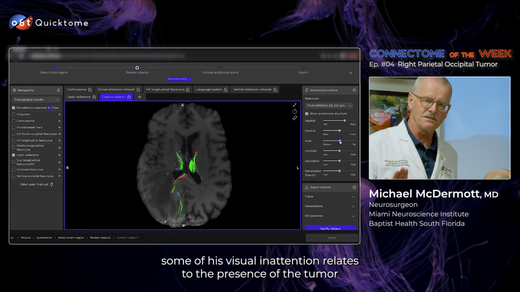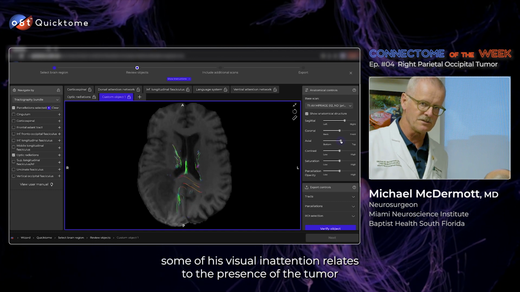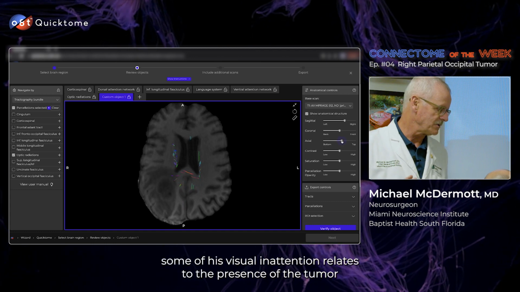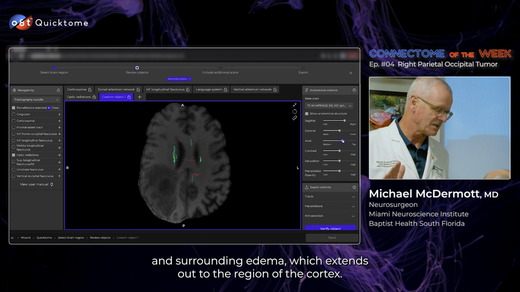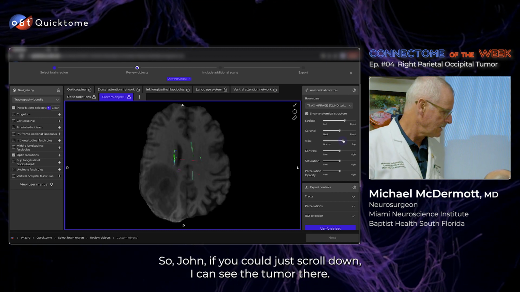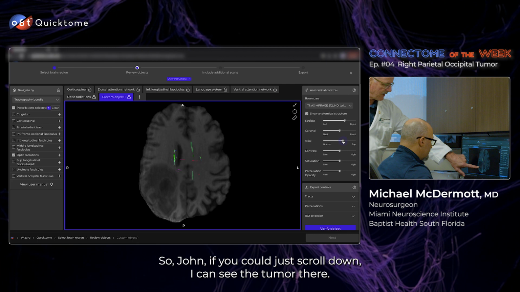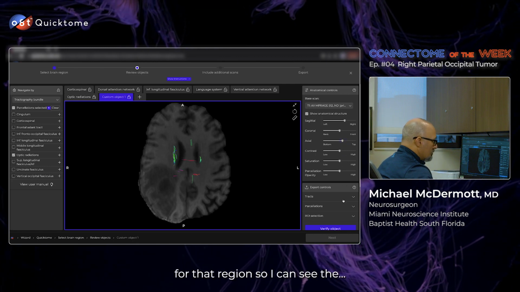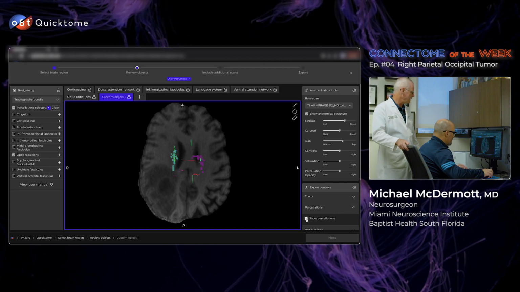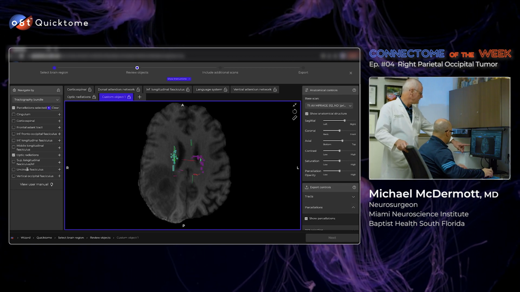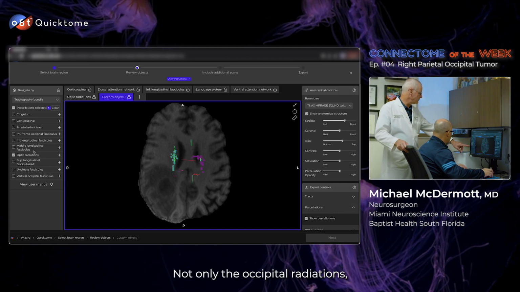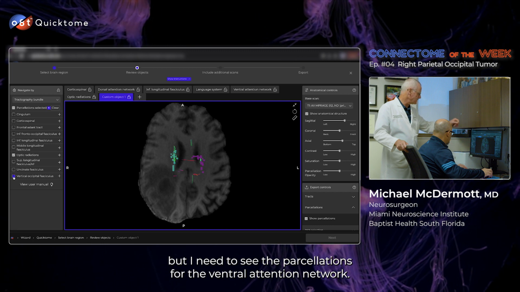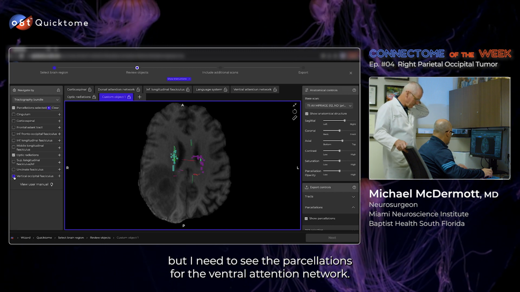So presumably some of his visual inattention relates to the presence of the tumor and surrounding edema, which extends out to the region of the cortex. So John, if you could just scroll down, I can see the tumor there. Can you turn on the parcellations again for that region so I can see not only the occipital radiations, but I need to see the parcellations for the ventral attention network.